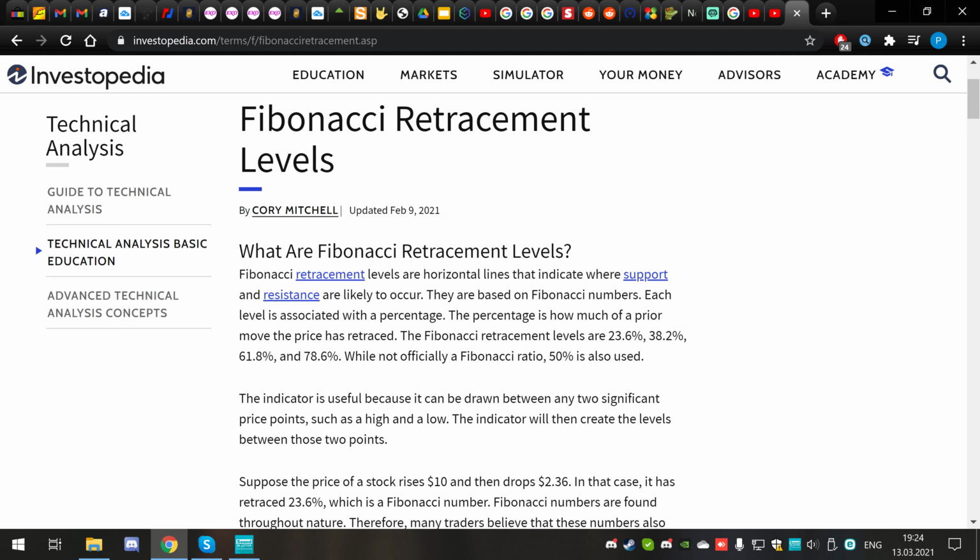So what are Fibonacci retracement levels? Fibonacci retracement levels are horizontal lines that indicate where support and resistance are likely to occur. They are based on Fibonacci numbers. Each level is associated with a percentage. The percentage is how much of the prior move the price has retraced.